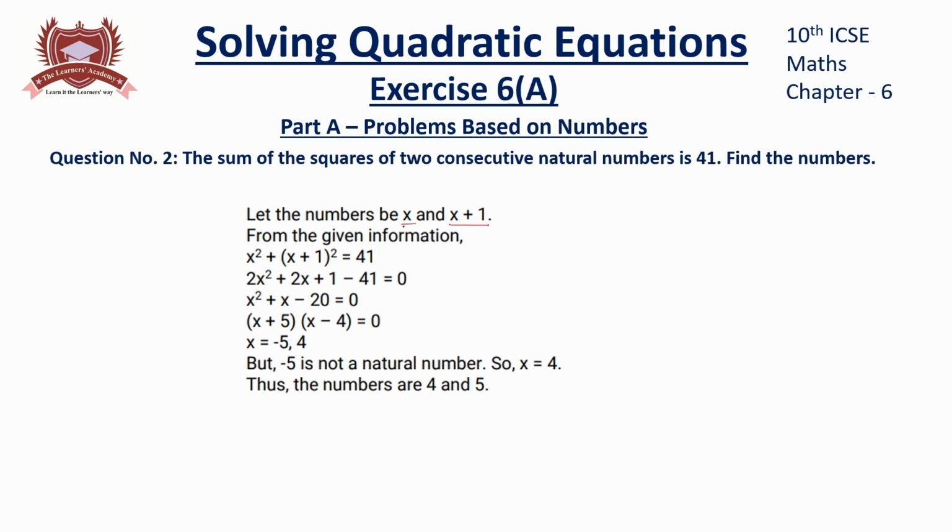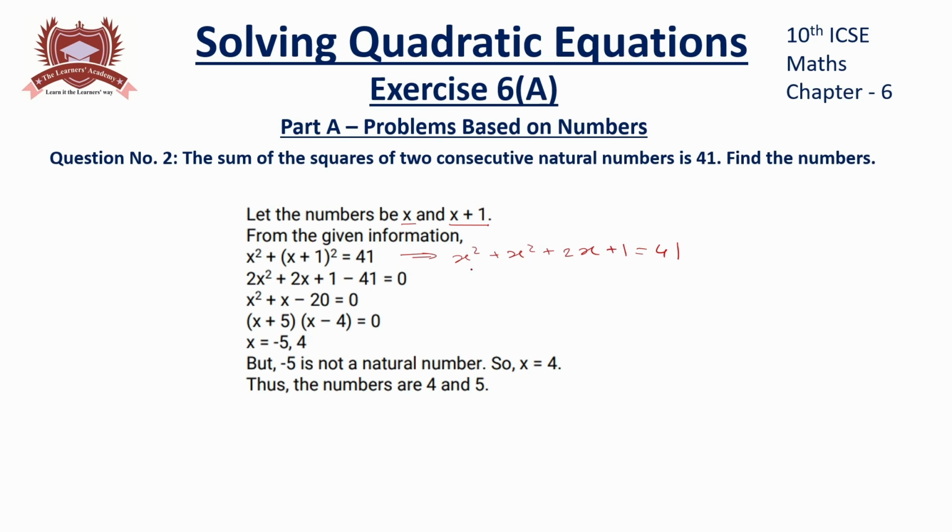We can also take the first number as x minus 1 and the second number as x. It would give you exactly the same answer. Now we'd get x square. So the square of the first is x square, and the square of the second, x plus 1 square, is equal to 41. So how much will x plus 1 square come to? Effectively its value will be x square plus 2x plus 1 is equal to 41.